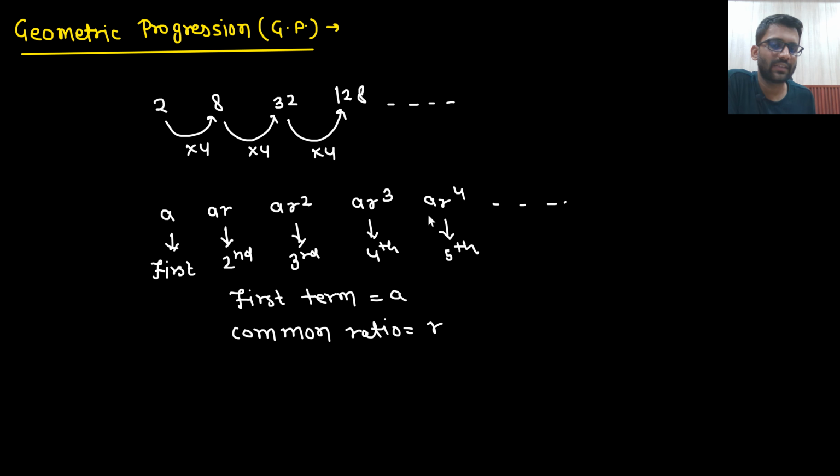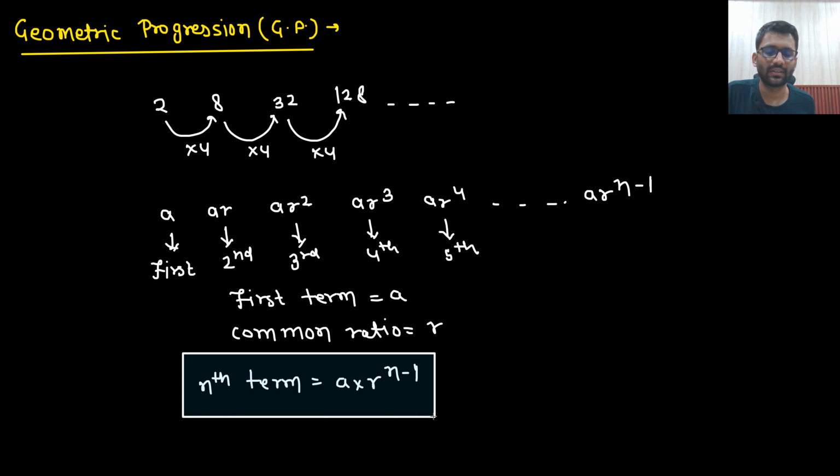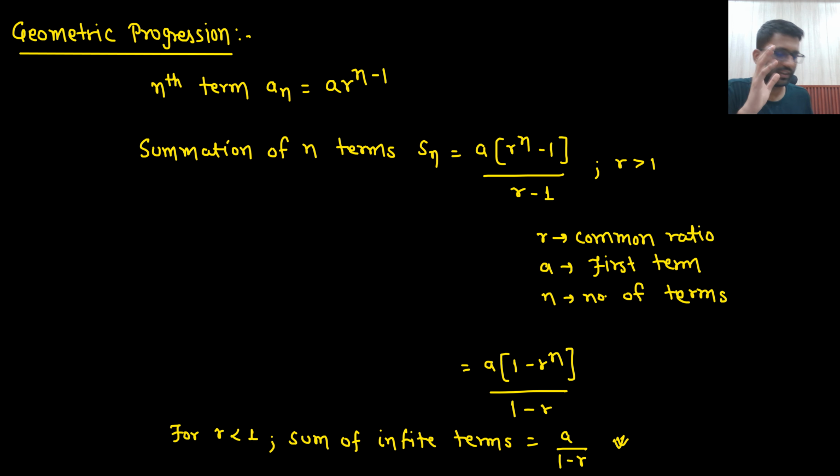If the fifth term is a r to the power 4, what will be the nth term? a r to the power n minus 1. So the nth term is a into r to the power n minus 1. So we can see the formulas. No derivation is needed because eventually you have to remember it. You can derive it as well because it is very simple. In elementary classes we have studied this. So the nth term is a r to the power n minus 1.